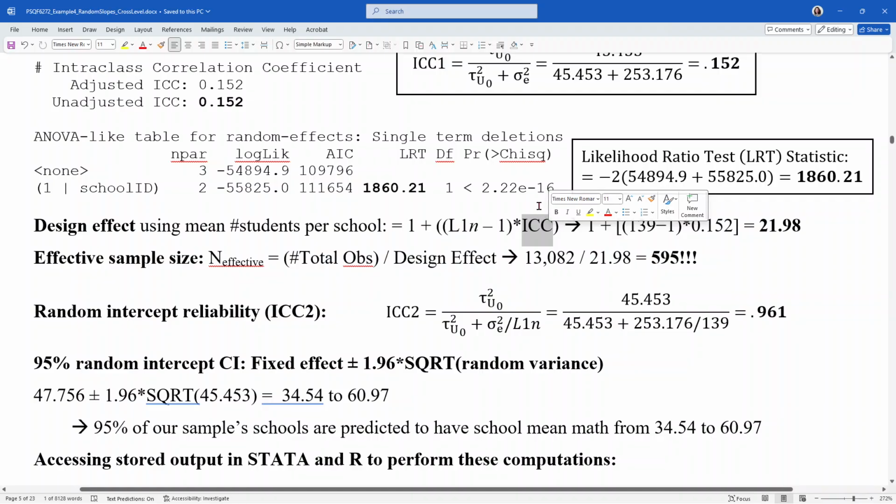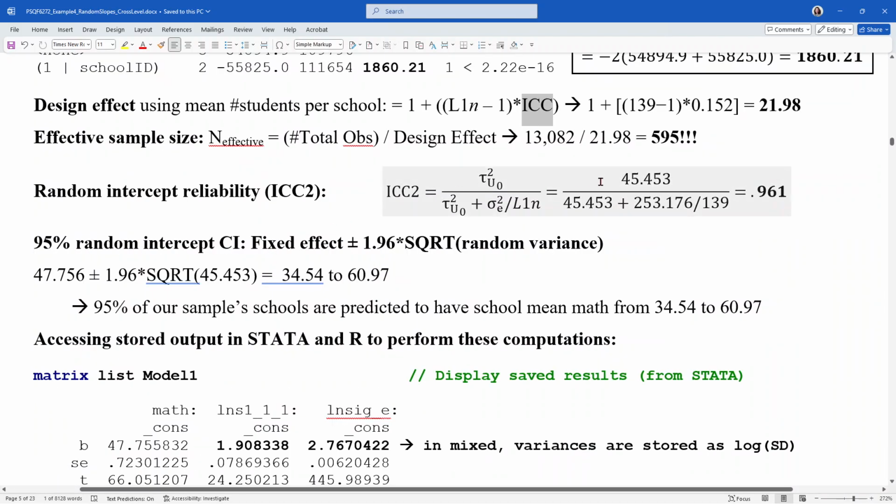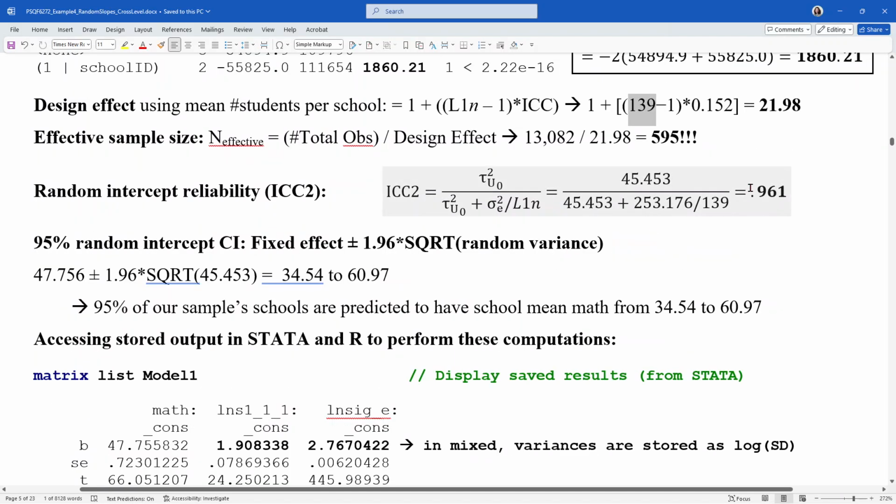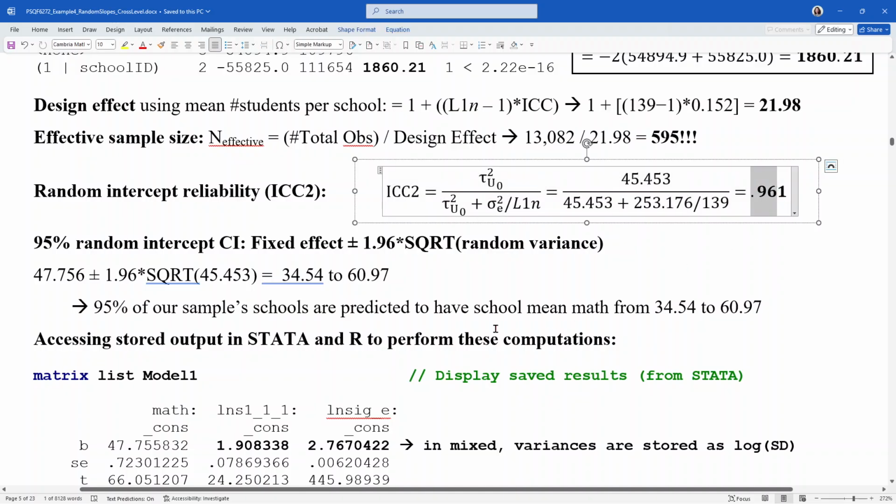Very good. So yes, we definitely don't want to ignore clustering. This is going to have a large impact on our conclusions. ICC2, though, as you might imagine, with a decent size intra-class correlation and an average cluster size of 139, intercept is quite highly reliable. So 0.96. I would have a good deal of faith in using school mean math scores to do stuff with. That's how I would interpret that.